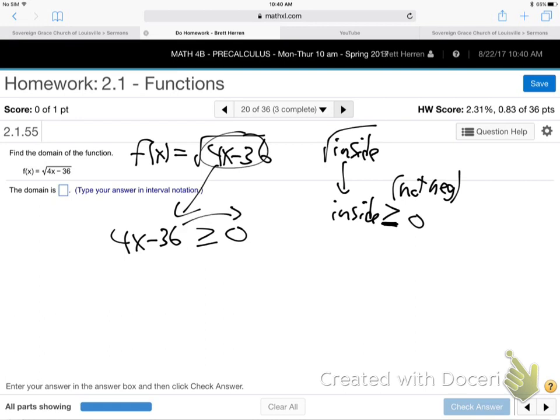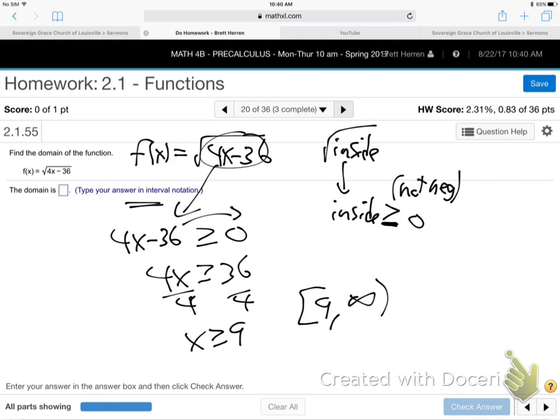Then you solve it. Jump the 36 over, divide by 4. X, you got to be bigger than or equal to 9. Interval notation, it's a bracket 9 to infinity, right? Right on the 9, up to infinity. Any number 9 or bigger can be plugged into that function. Anything below 9 is going to choke it. Don't plug in. If you put in 8 here, that'd be 32 minus 36. That'd be negative 4. Square root of negative 4 is imaginary. It's not real. So we're not allowed to do that. Anything 9 or bigger is fine. Good?